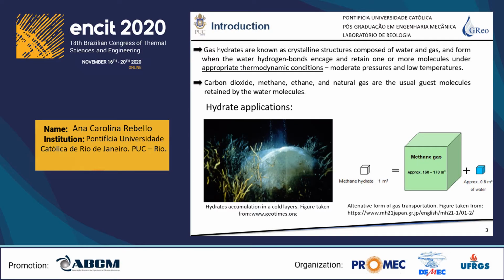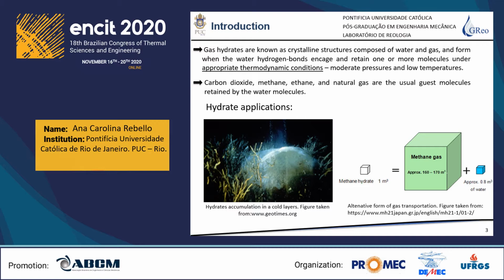So, gas hydrates are known as crystalline structures composed of water and gas. These crystalline compounds are similar to ice and form when the water hydrogen bonds engage and retain one or more molecules under appropriate thermodynamic conditions of high pressure and low temperature. The molecules that are usually captured are gases of low molecular weight, such as carbon dioxide, ethane, methane, and natural gas.